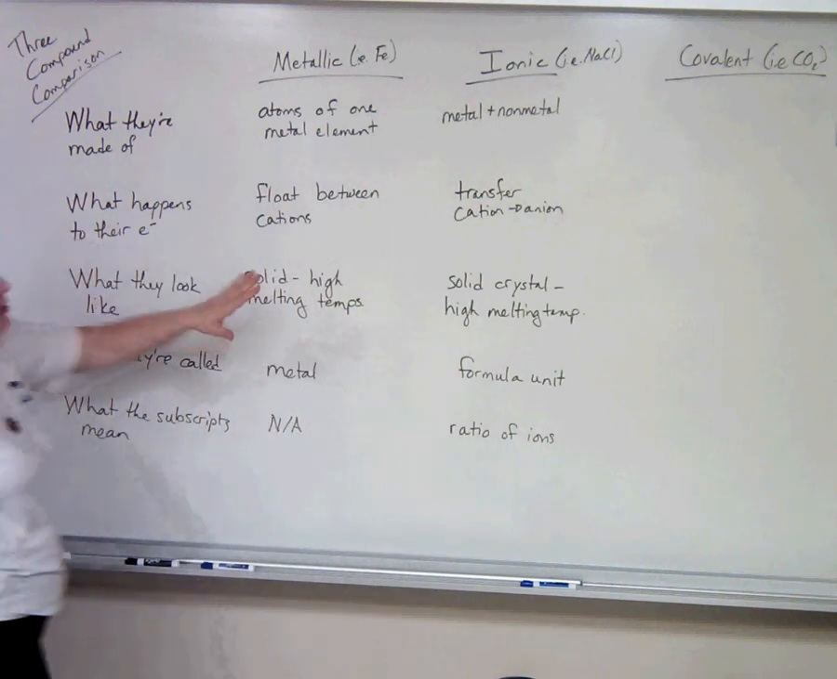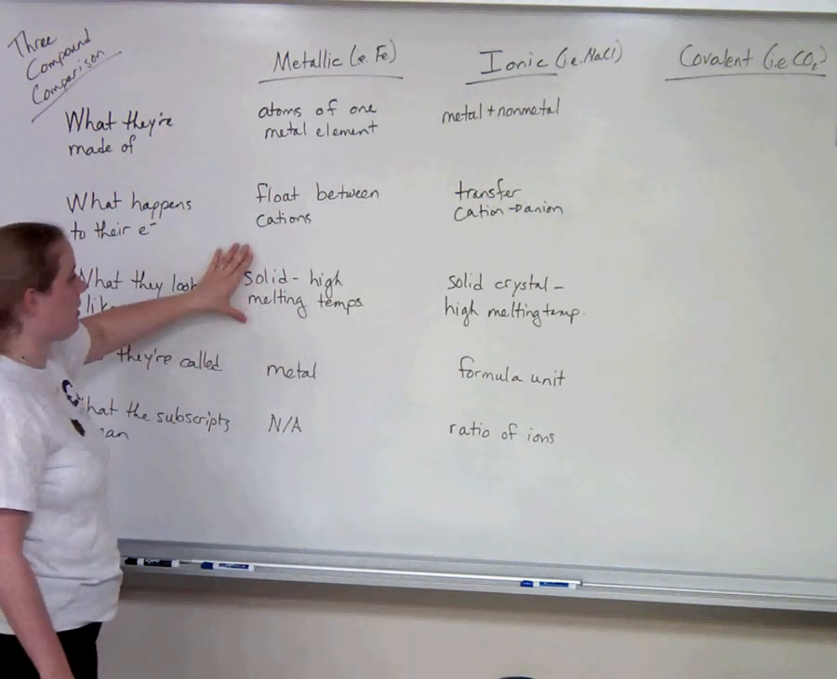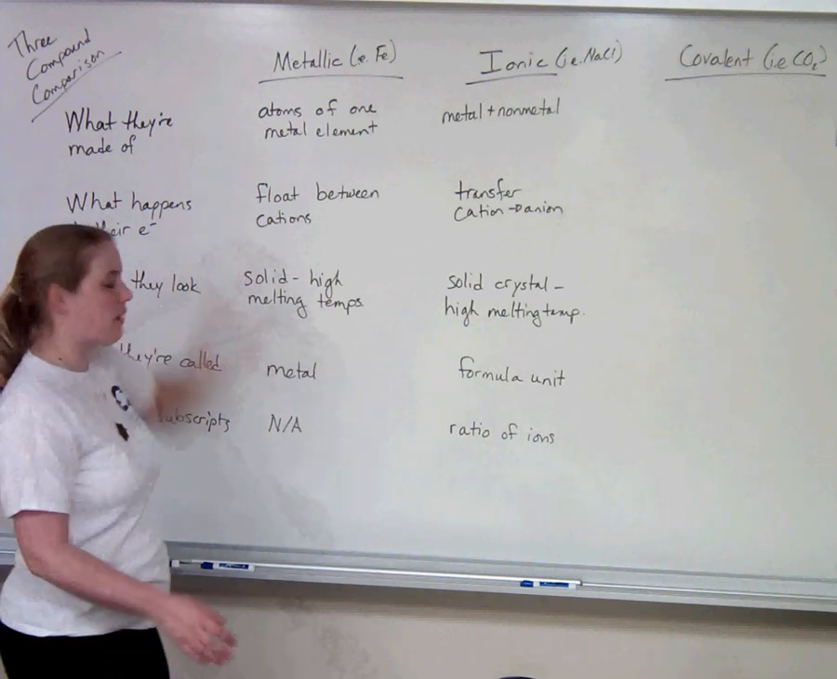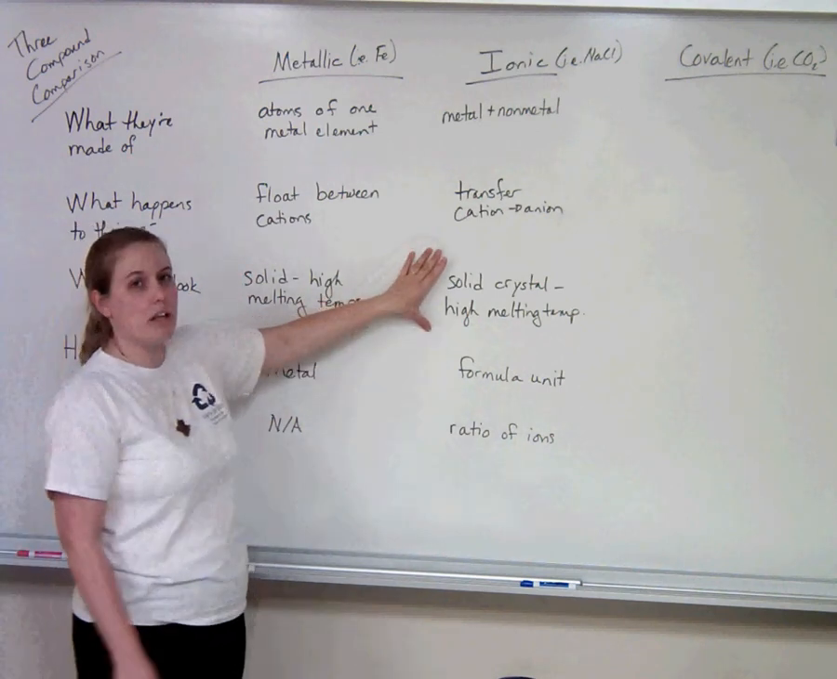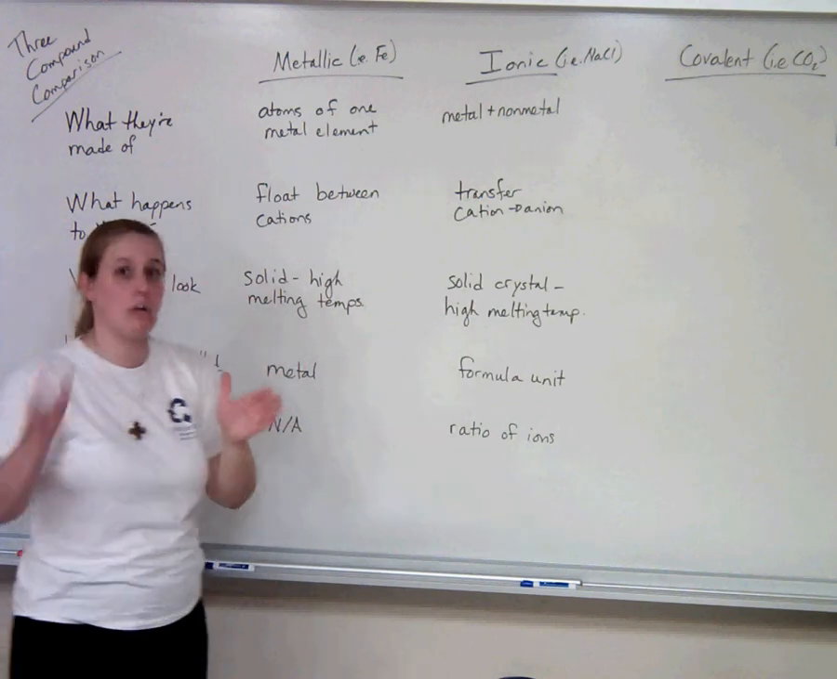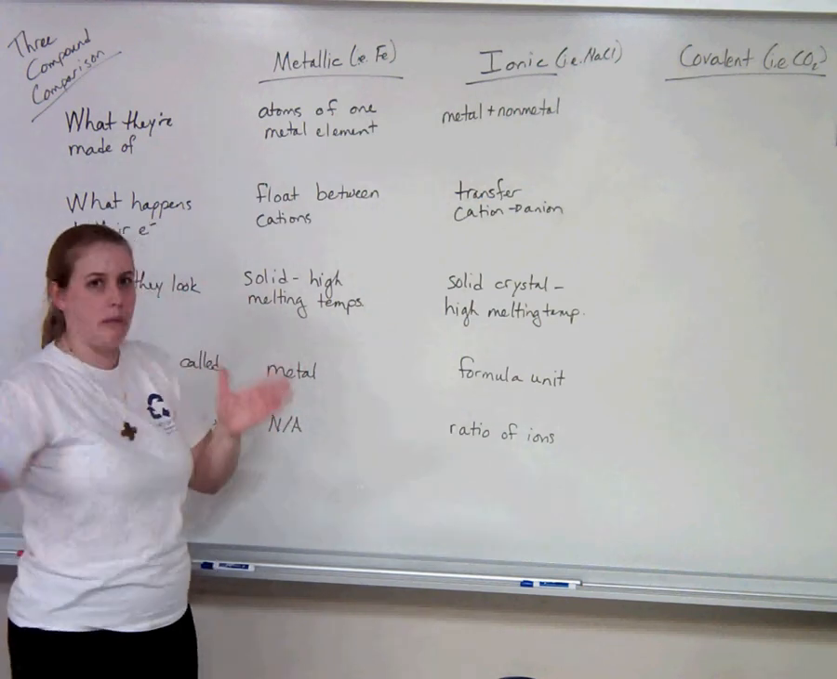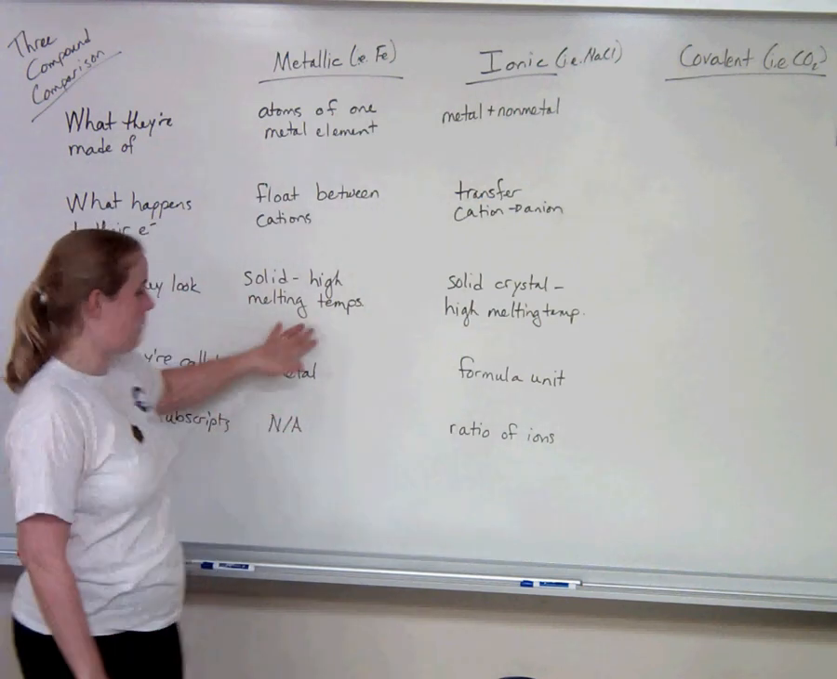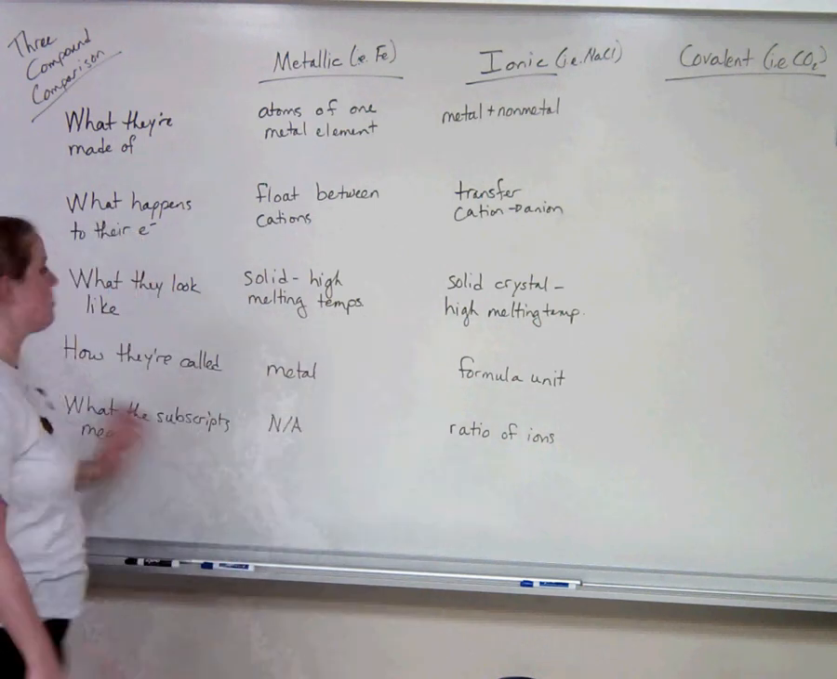So how do these things look? Both of these are solids. This is a sort of amorphous solid. It doesn't have a regular structure. This one's a crystal solid, meaning that it has a regular structure. We call it a lattice. Positives, negatives, and so on. They both have high melting temperatures because they're solids at room temperature.